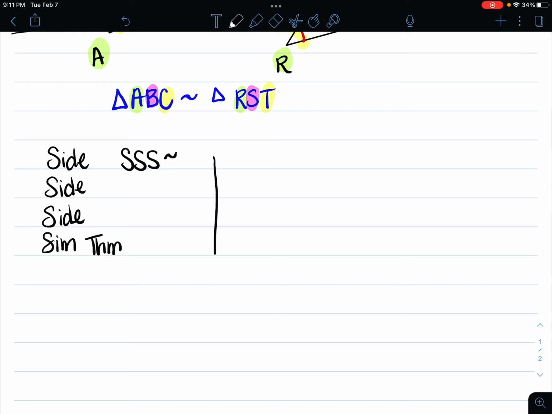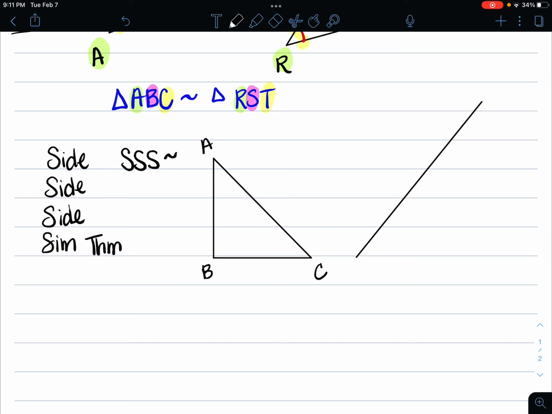Okay, so I'm trying to find a good example here. I'm trying to draw it so it looks halfway decent. Alright, so this is triangle ABC. And I'm going to attempt to draw this nicely. But we all know how that goes with me. So just kind of bear with me here. And then we have triangle DEF.